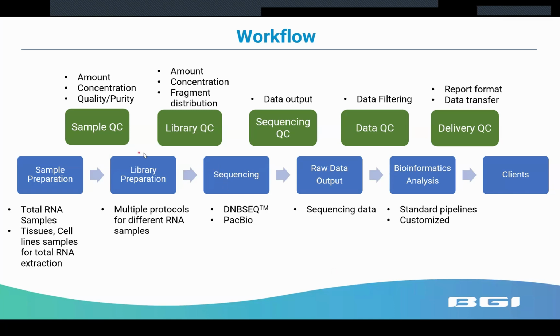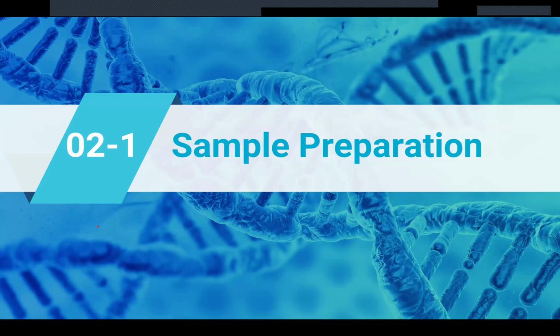The typical workflow for RNA sequencing starts from sample preparation, then library construction and sequencing, data generation, and following data analysis. On each step, we will have quality control to make sure that the whole process goes right. Let's see the sample preparation, the very beginning of RNA sequencing.